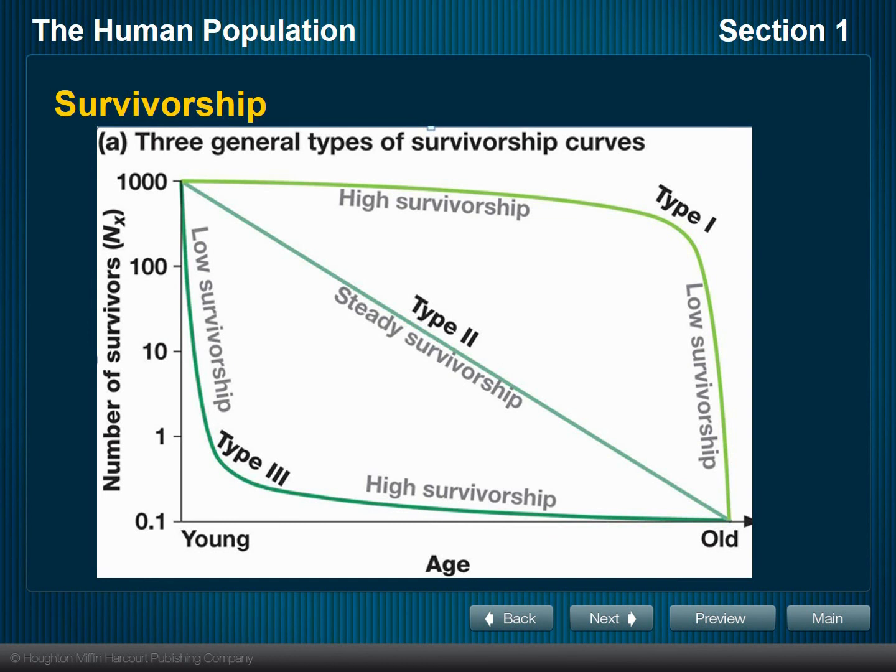And Type 3 survivorship is the pattern in which many offspring die. Few individuals live to adulthood, with the chance of dying decreasing with age. Both Type 1 and Type 3 may result in populations that remain the same size or grow slowly.